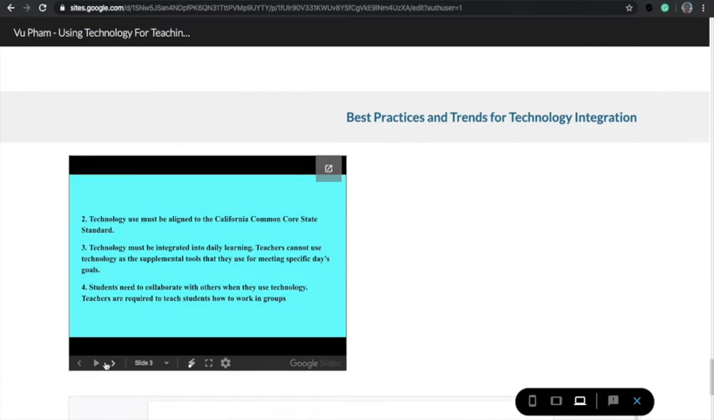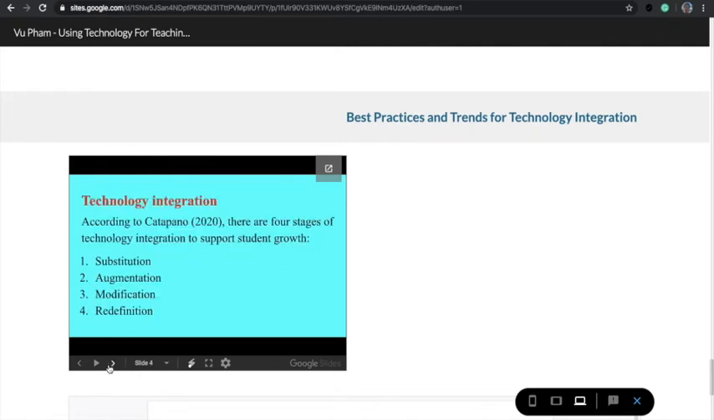In order to teach our students to become 21st century citizens, we need to teach them how to work together with others using technology. So teachers must teach our students the skill to work in groups. There are 4 different types of technology integration: substitution, augmentation, modification, and redefinition.